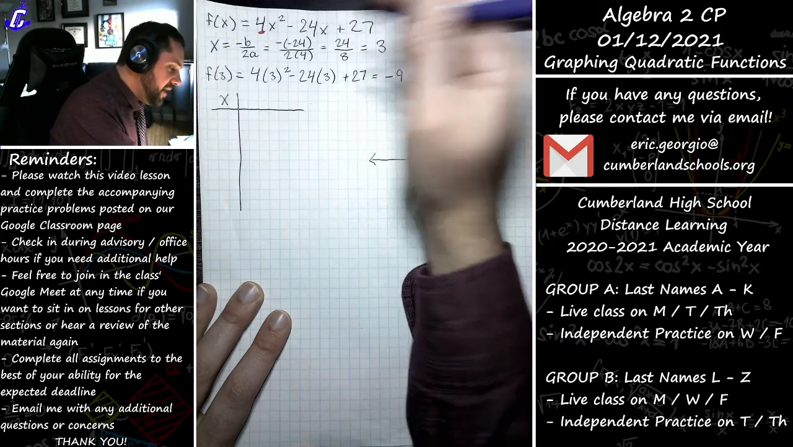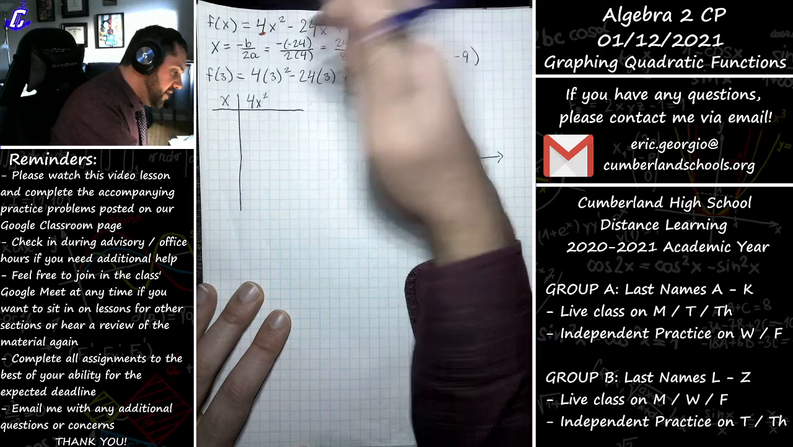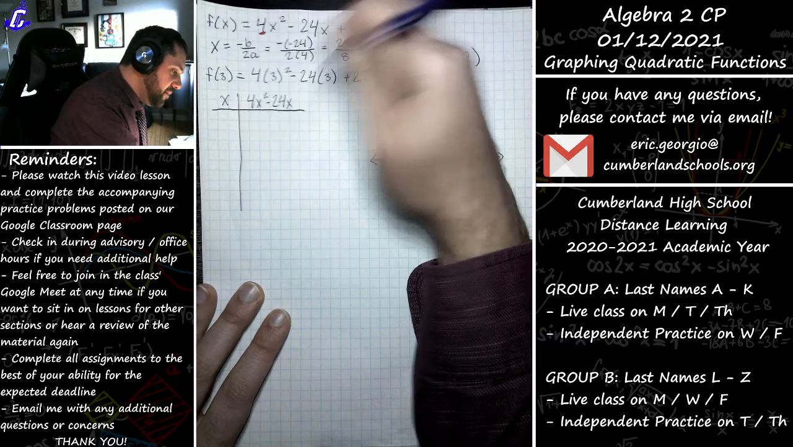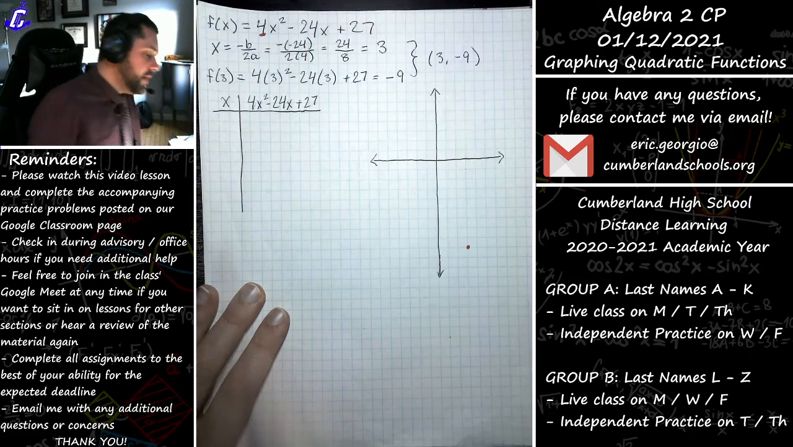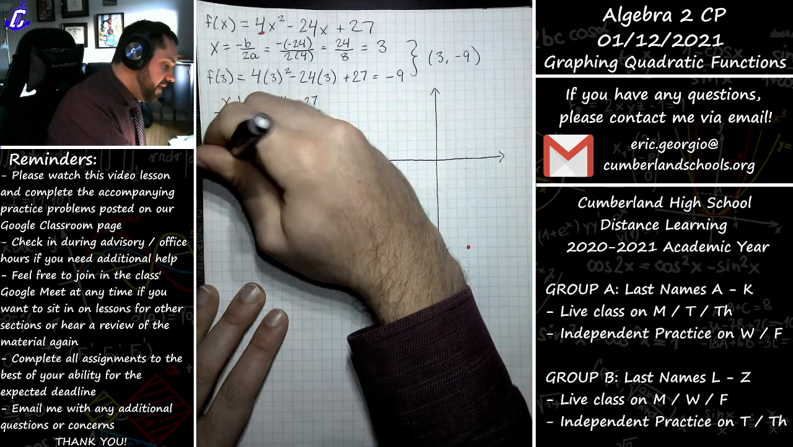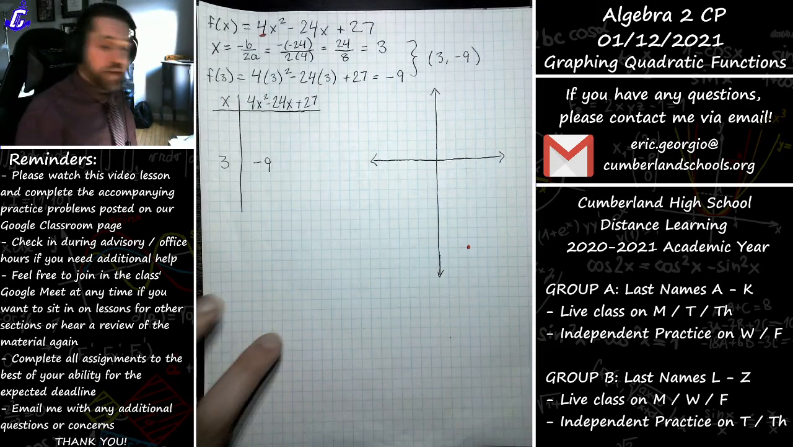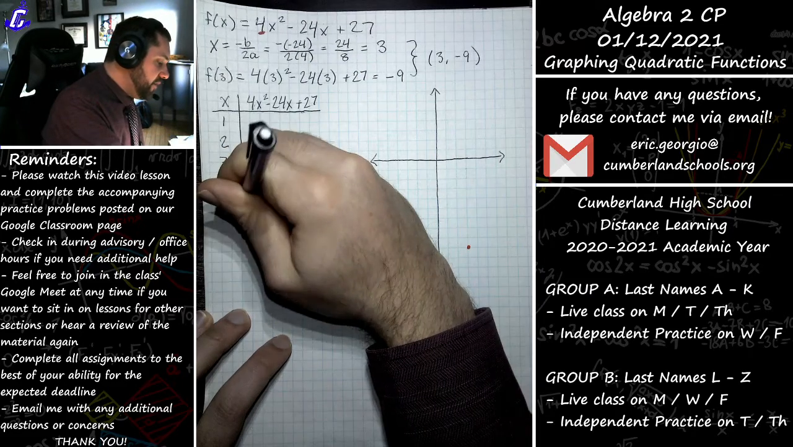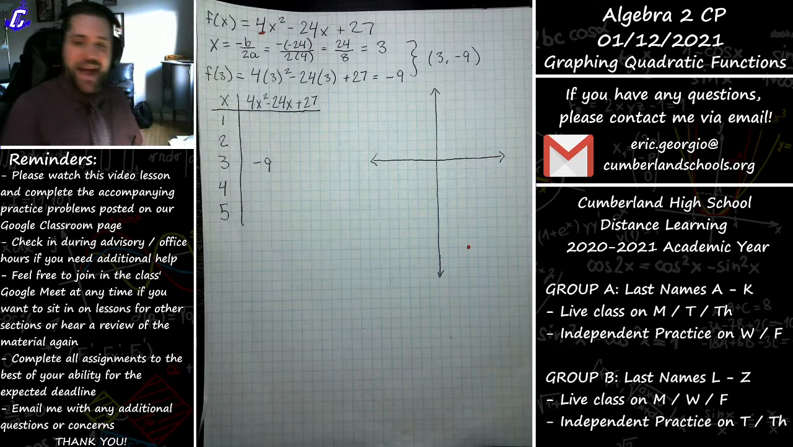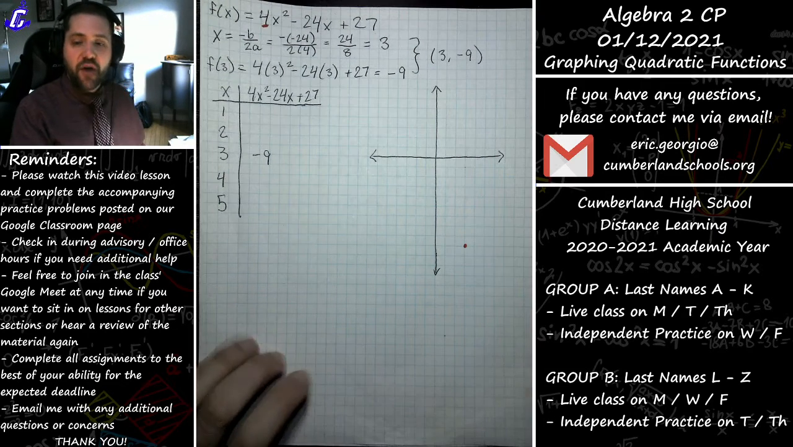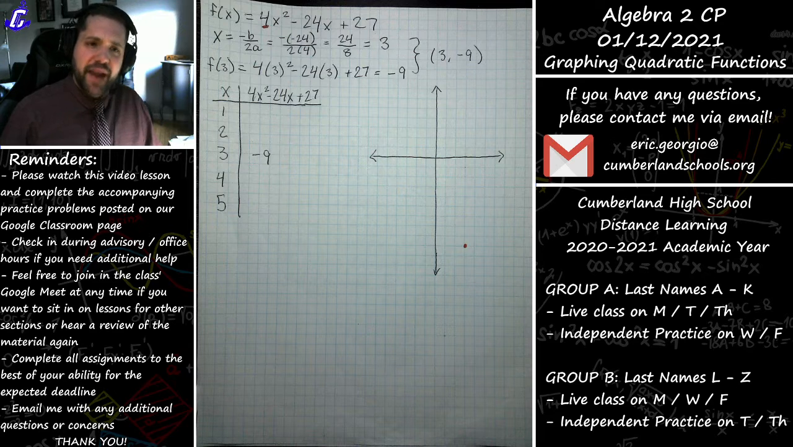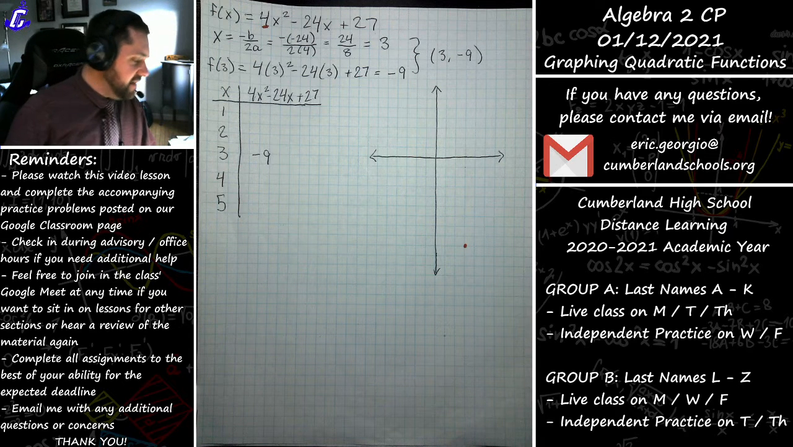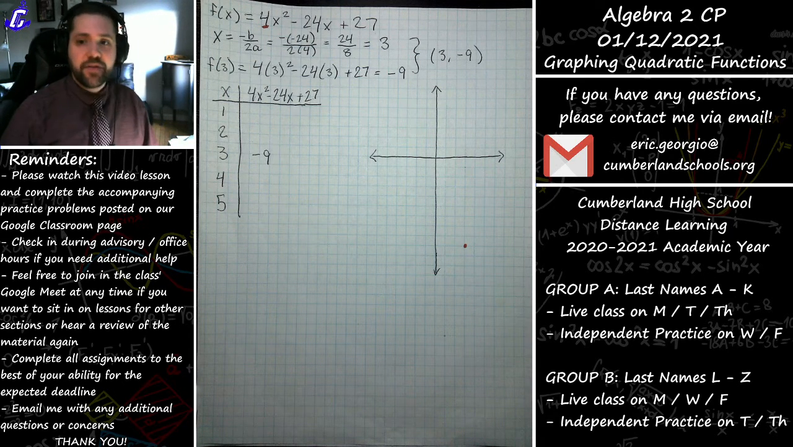We have our values for x. We have our function 4x squared minus 24x plus 27. My vertex was at 3 comma negative 9. Let's pick a couple points around that vertex, namely 1 and 2 and 4 and 5. The reason we're going 2 to the left and 2 to the right, by the way, is just so we can get a picture of what's going on around that vertex. There's no mathematical law or axiom that states that I have to pick 2 to the left and 2 to the right. It's just a good number of points to get a good sketch of what's going on.